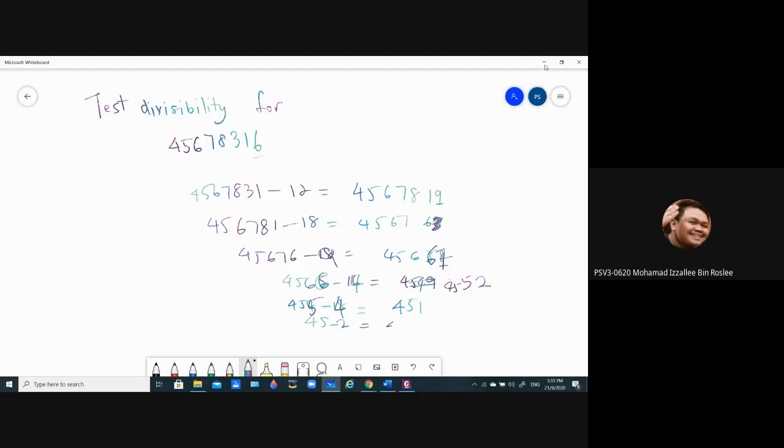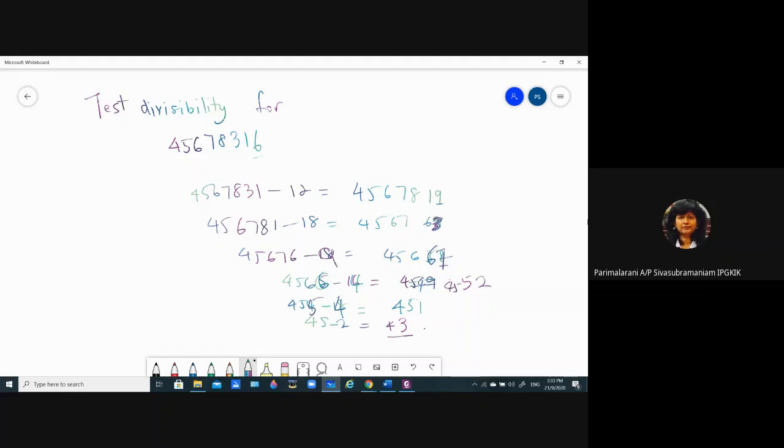It is 43. So now you know already. Can this divide by 7? No, cannot. 43 cannot be divided by 7. Therefore, the whole number cannot be divided by 7. So 8 also cannot divide. 9 cannot. 10 cannot. So 11, 12, 13 you can do. Okay, so you got an idea on how to do this?